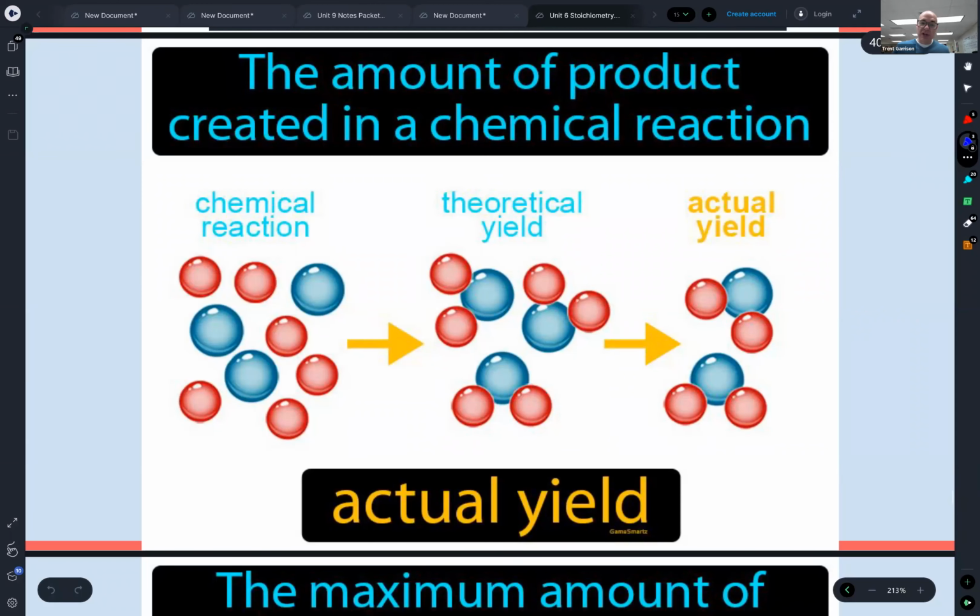I would like for you just to understand the actual, that is the wrong value. And I know that the terminology may sound like, well, how can it be wrong if it's actual? So this is your lab value. And labs, as you know, don't always go the way you plan them. And so the actual yield is what is produced, and we're going to compare it to the theoretical yield. So that's the second term.